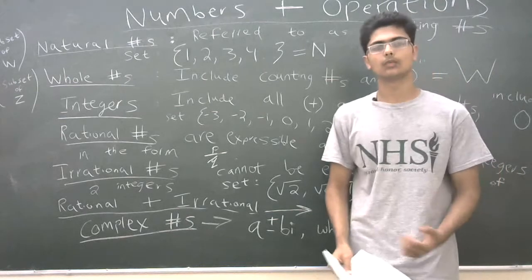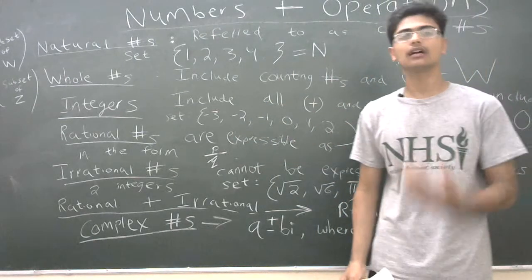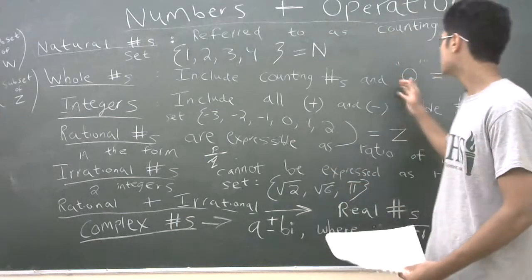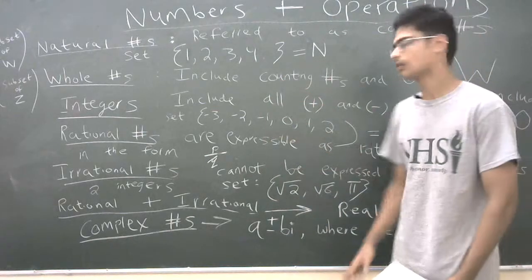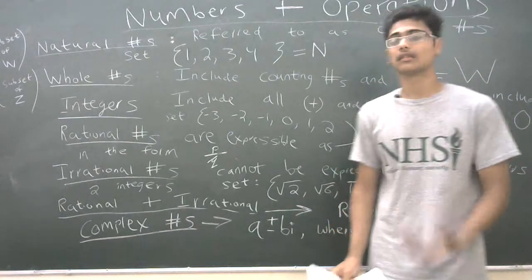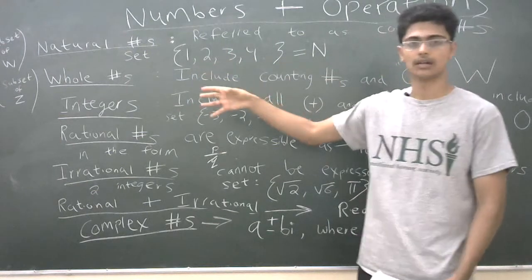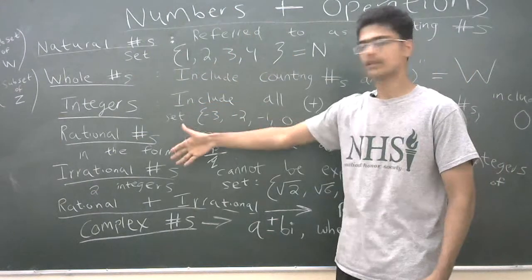Moving on to the second one, we have whole numbers. With whole numbers, you see that these include all the counting numbers as well as 0. This set is denoted as W. A very important fundamental in mathematics is that natural numbers are a subset of whole numbers, and this pattern will be seen throughout.